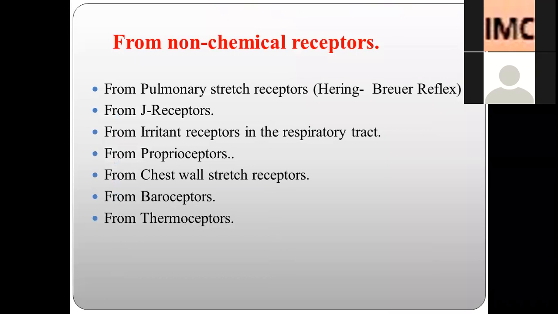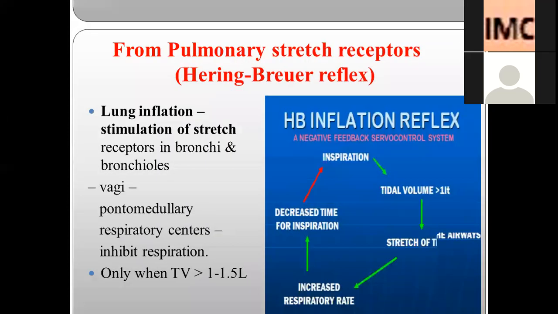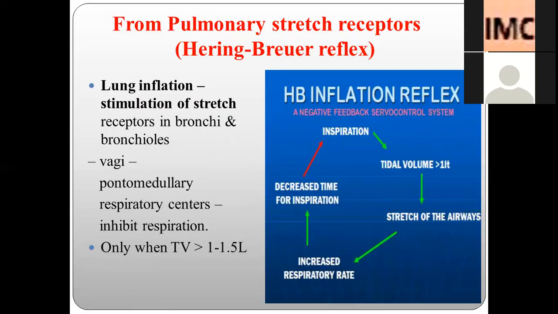There are various non-chemical receptors also, and all of this can be your viva questions, brief answer questions, or short answer questions. So any of these can be asked in your examination. What you have is the pulmonary stretch receptor, which is very commonly known as the Hering-Breuer reflex. Then there are J receptors, irritant receptors, proprioceptors, chest wall stretch receptors, baroreceptors, and thermoreceptors. All these non-chemical receptors can affect respiration. One by one, we are going to discuss this.